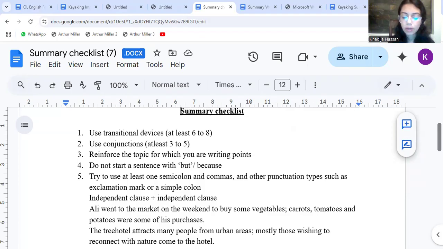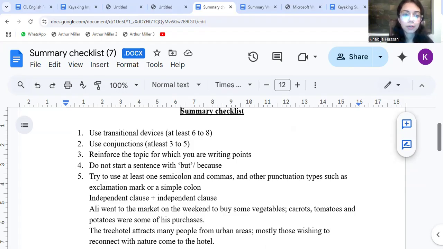And then transitional devices also have other uses. For example, there are transitional devices to show opposition. So for example, on the other hand, on the contrary, on the flip side, however, although, etc. And then they can also be used to show some sort of a transition of time. So next, later, etc. Then use conjunctions, at least 3 to 5. So conjunctions are used in the middle of sentences to link two sentences: and, or, but, because, etc.